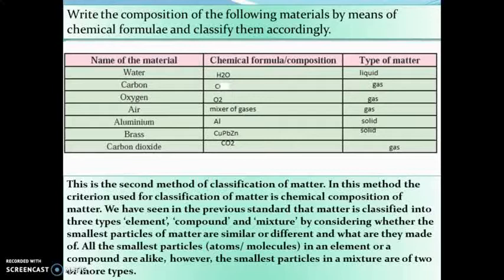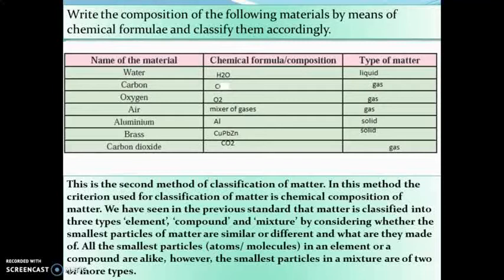Then brass. Brass is an alloy. Alloy means a mixture of different metals. So brass is a mixture of Cu, that is copper, Pb, that is lead, and Zn, that is zinc, and it's a solid. Then coming to carbon dioxide, its chemical formula is CO2 and it is a gas. So this is another method of classification of matter.